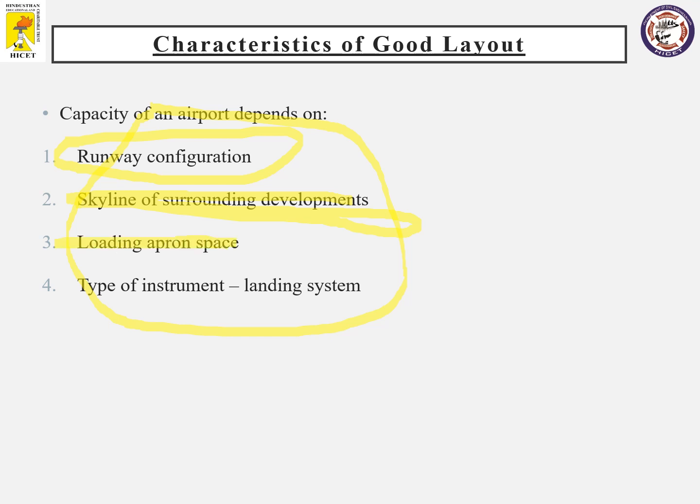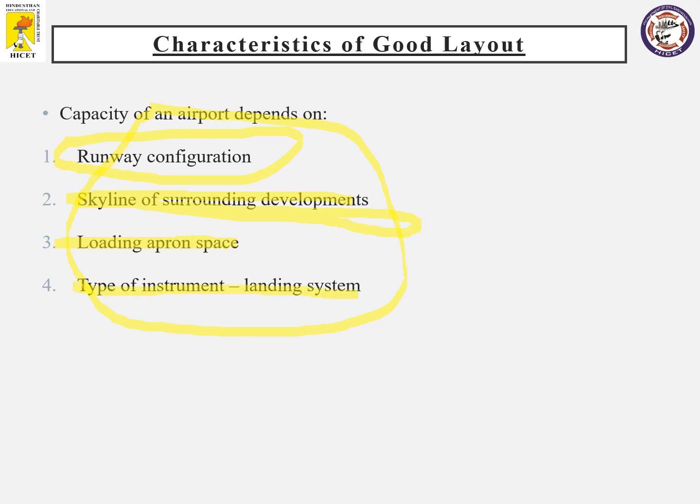And the next one should be your loading apron space. Like you have loading space for your aprons, and the space should be quite enough to accommodate all the loads, like cargoes or passengers for your aircrafts. If that space is low, you will not be able to get good capacity. The movement of the floating crowd will be very high, and you cannot get a very high capacity for your airport.